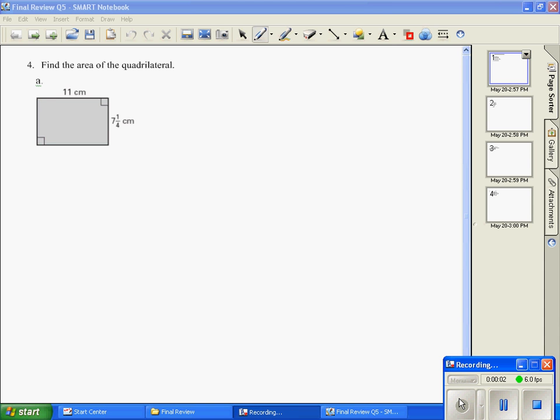Find the area of the quadrilateral. Okay, so we have to figure out what kind of quadrilateral it is, and they give us the clue with the right angles. It's a rectangle, so very straightforward, base times height. Or if you want to call it length times width.